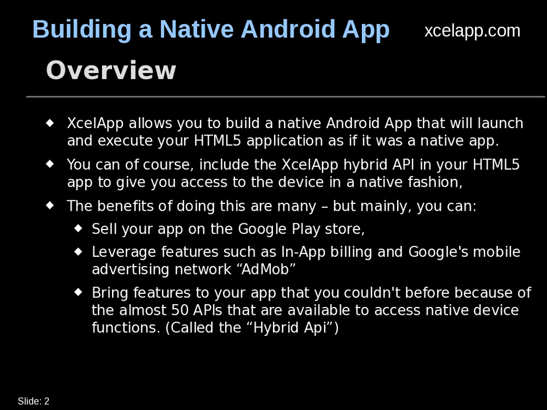in a native fashion. The benefits of doing this are many, but mainly you can sell your app on the Google Play Store, you can leverage features such as in-app billing and Google's mobile advertising network known as AdMob, and of course you can bring features to your app that you couldn't before because of the almost 50 APIs that are available to access native device functions. We call this the Hybrid API.